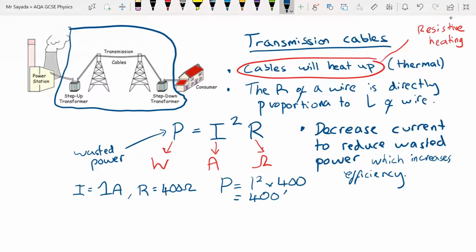What does 400 watts mean in terms of energy? I want you to give me an answer which talks about joules and maybe time. Say your answer to the video now.